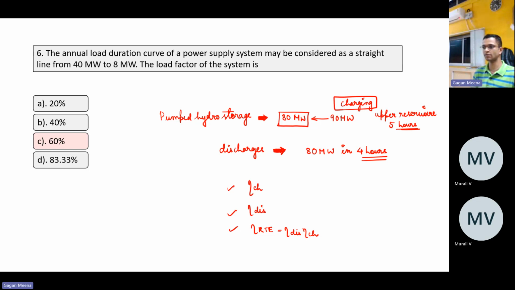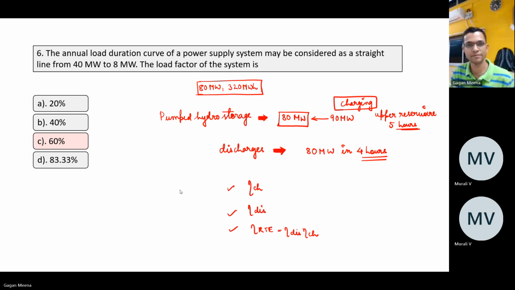It's a 4 hour energy storage. So its rating will be 80 megawatt, 320 megawatt hour. It's a 4 hour energy storage from hydro energy storage. It's an easy question.